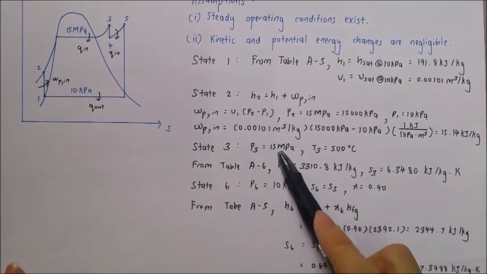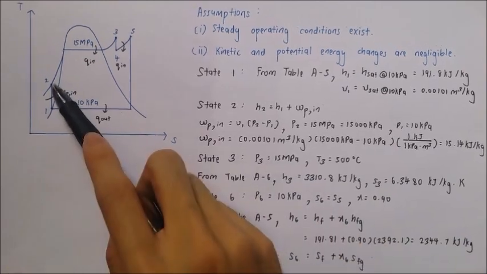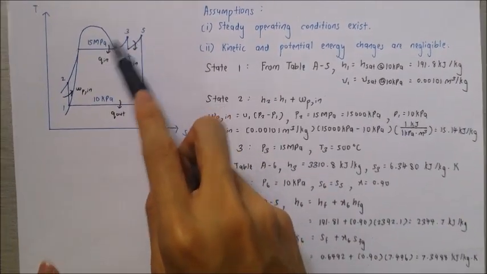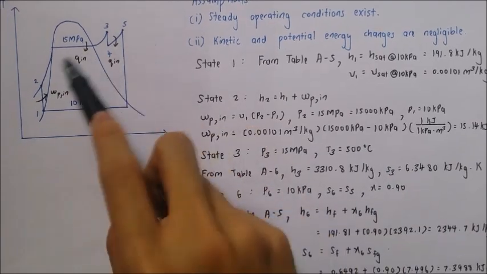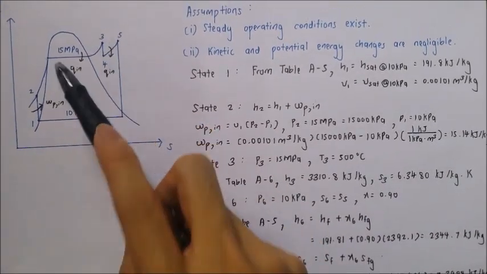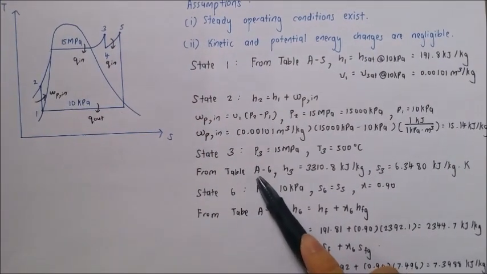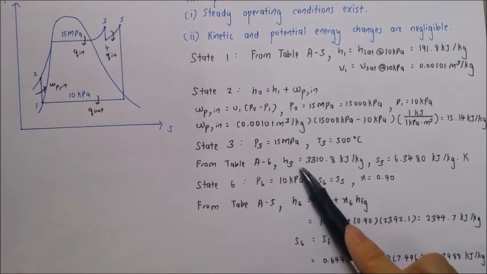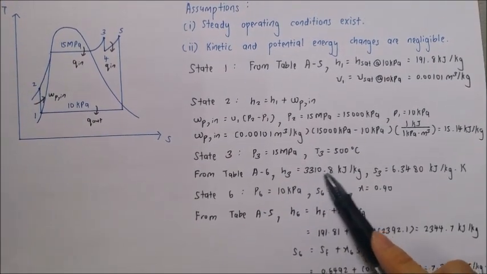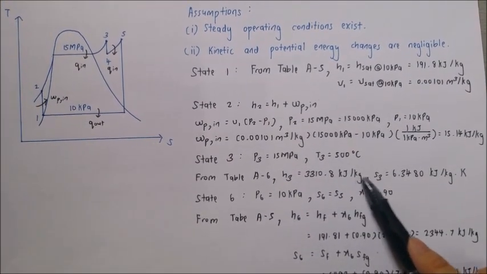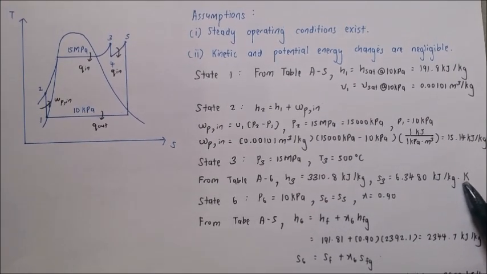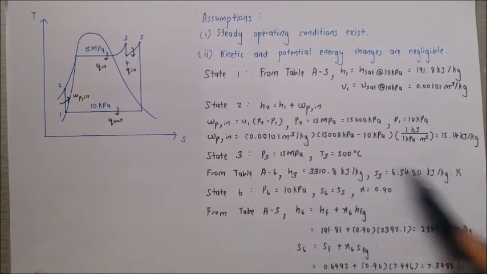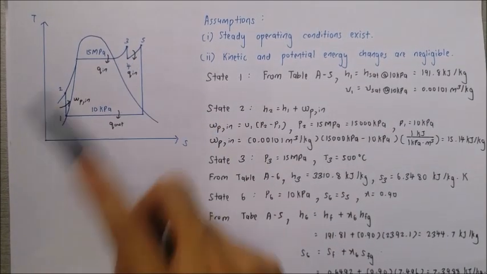For state 3, P3 equals 15 megapascal, since this is a constant pressure line, and T3 equals 500 degrees Celsius, the temperature at which the steam enters the turbine. So from table A6, we know that H3 equals 3,310.8 kilojoule per kilogram, and S3 equals 6.3480 kilojoule per kilogram per Kelvin, since it is superheated steam.